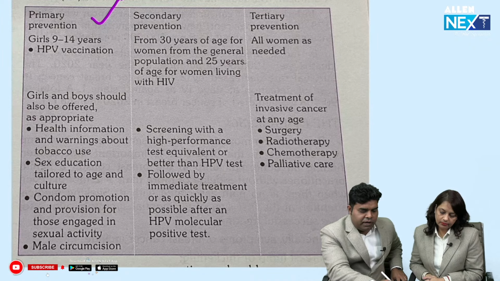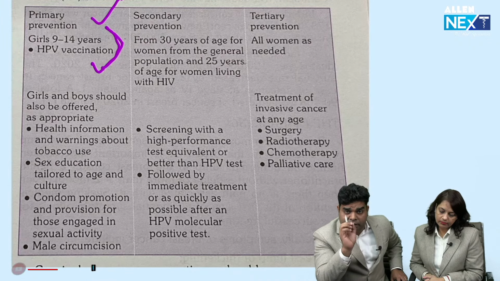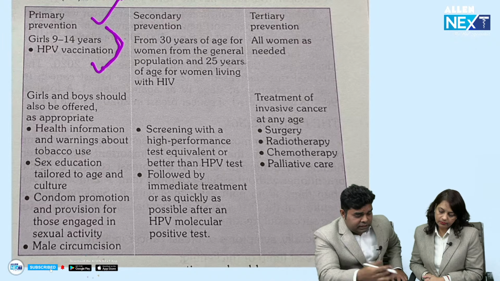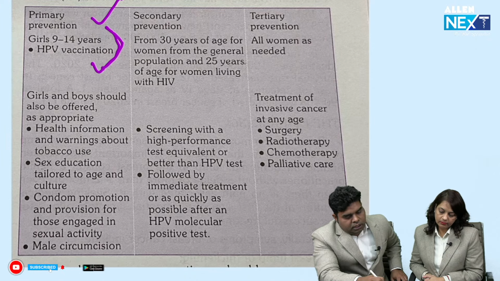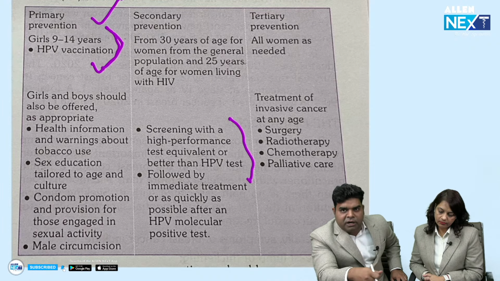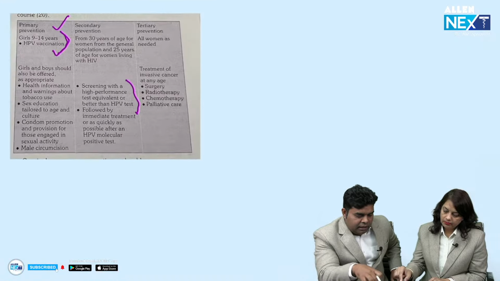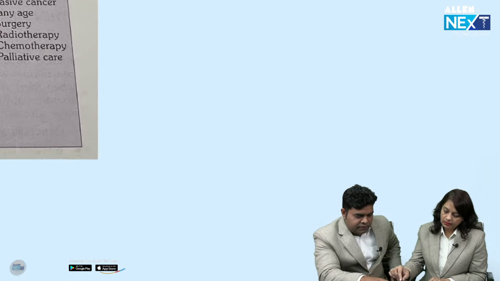In the primary prevention, we are giving the vaccine at 9 to 14 years. This is already implemented in the Government of India guideline. So this is for primary. For secondary, from 30 years of age, and 25 years of age for women living with HIV, we are doing screening. This is from the Park textbook, this table. And tertiary prevention, we are doing the treatment of invasive cancer, surgeries and all. And ma'am was about to tell the strains, so let's have the strain discussion here.